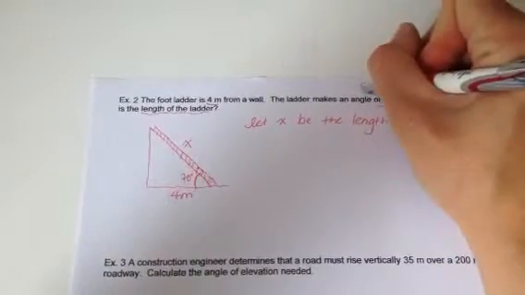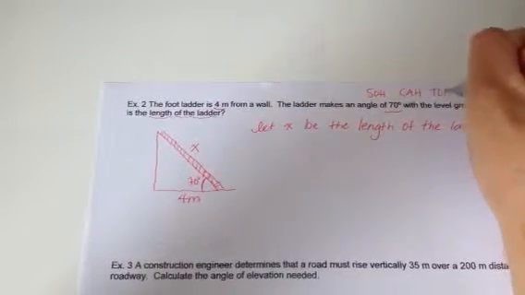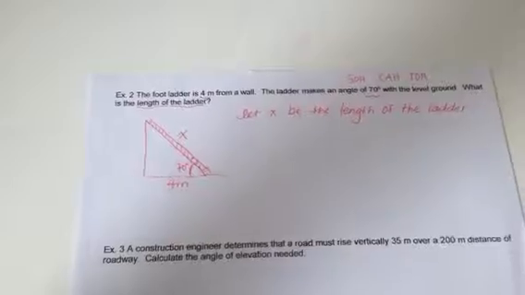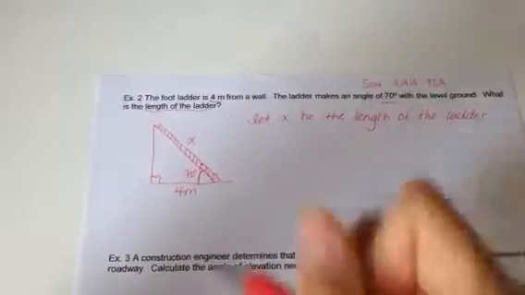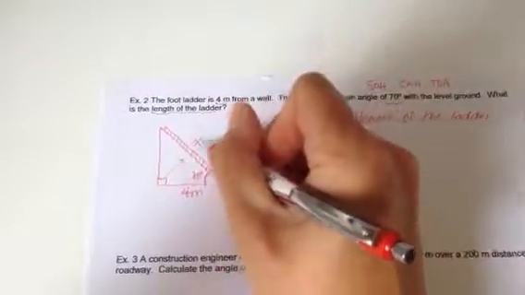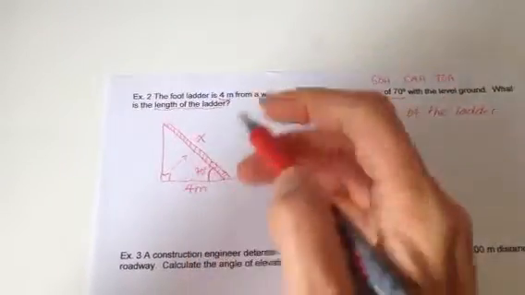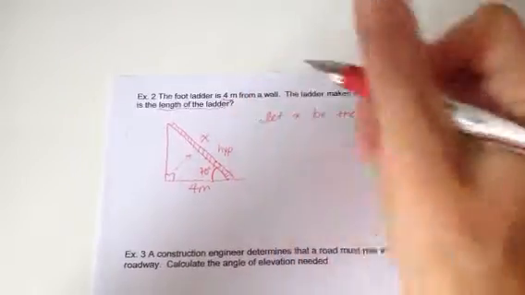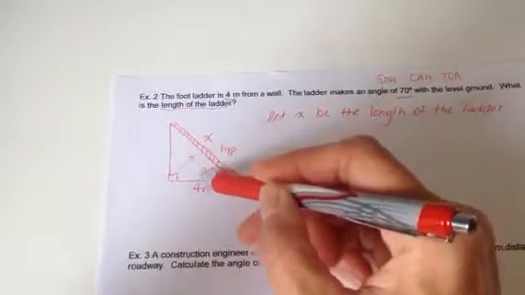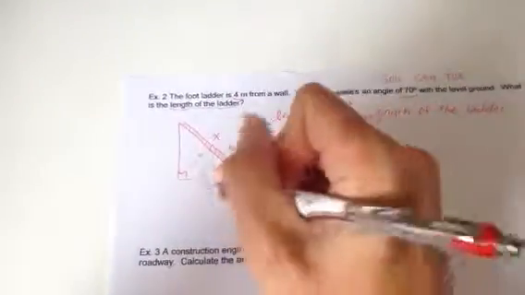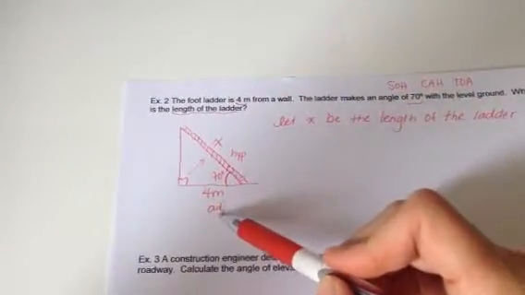So we want to know if we want to use sine, cos, or tan. It's all going to be based on the angle that we're given. So this is our right angle here. We are looking for the hypotenuse. Remember that the hypotenuse is always opposite the right angle. So this is your hypotenuse. With regards to the 70 degrees, we are given the 4 meters, which is right beside it, so it's the adjacent. So we're looking for the hypotenuse, and we have the adjacent.